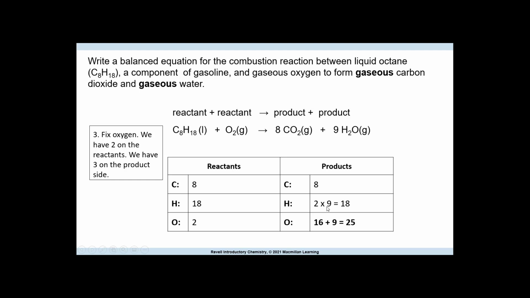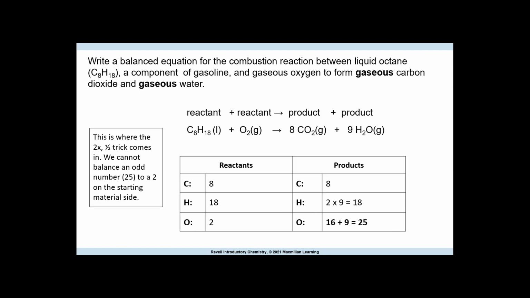Okay. Now we're going to fix oxygen. So I have 16 oxygen here and have 9 oxygen here. That gives us 25. There is that weird odd number. Okay. Now we've got to do the rule to get this into a fraction. So what do we do? We do the 2 times half trick. That's what I call it. That's what I'm naming it. It just tends to help me explain it.